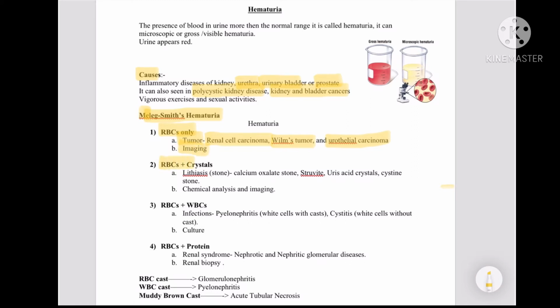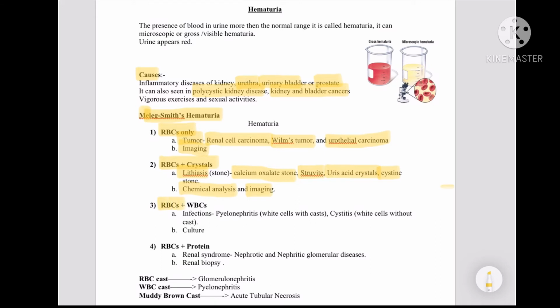The second one is RBCs along with crystals in the urine. That indicates lithiasis, or the presence of stone. The most common stone is calcium oxalate, but it may be struvite stone, uric acid crystals, or cystine stone. Chemical analysis and imaging will help us know the type and location of the stone. Imaging will also help identify whether the stone is radio-opaque or radiolucent. Radiolucent stones usually cannot be seen on CT or X-ray.